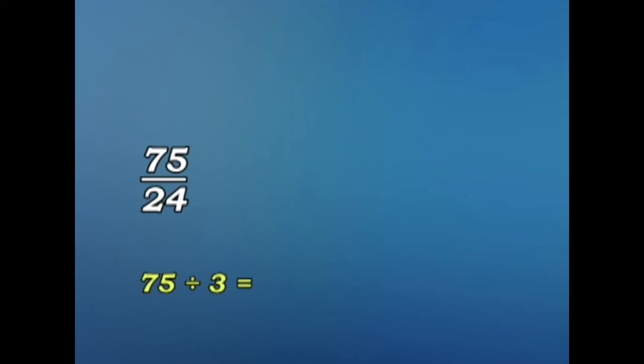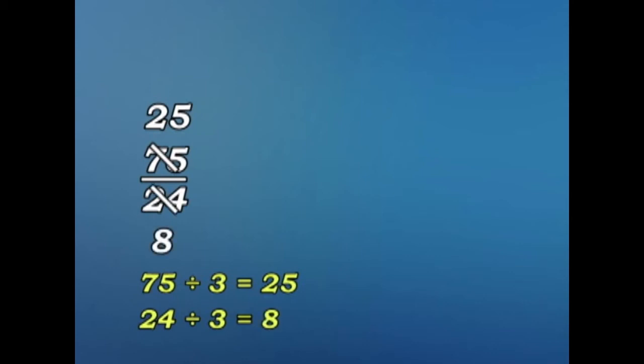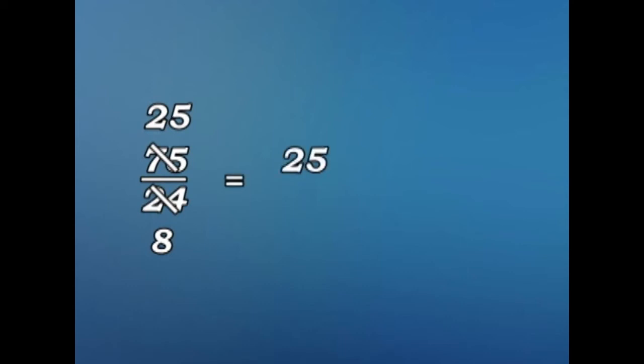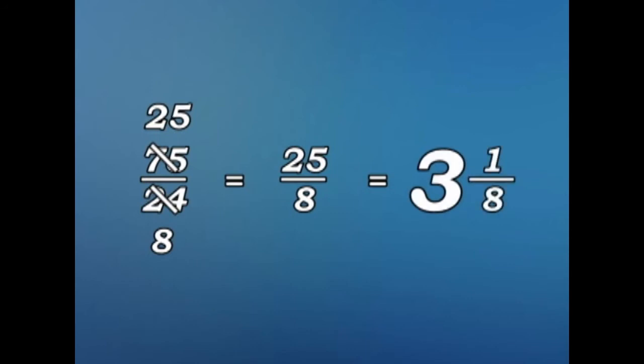Well, if we divide 75 by 3, we get 25. And if we divide 24 by 3, we get 8. So 3 is a common factor for 75 and 24. And we end up with 25/8, which is quite easy to deal with. 25/8 becomes how many wholes? 3 times 8 is 24. So it becomes 3 1/8 left over.